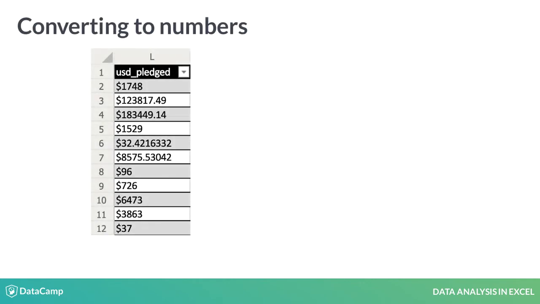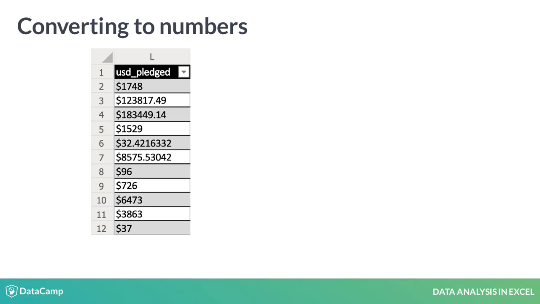Let's take a closer look at the USD pledged column. As the header implies, the column represents values in US dollars. However, notice how the data is all left aligned. What does this tell us about the data type? That's right, Excel is treating it like text data.